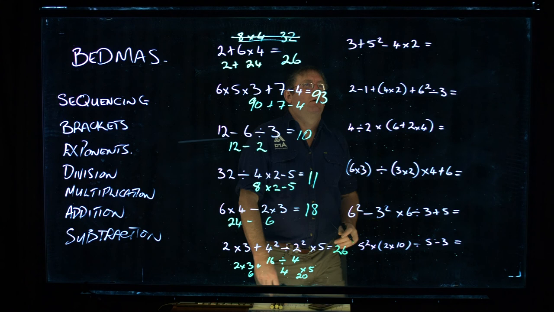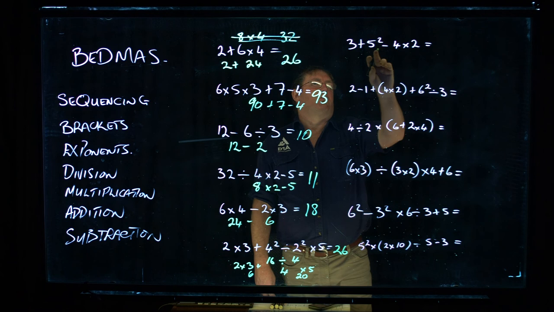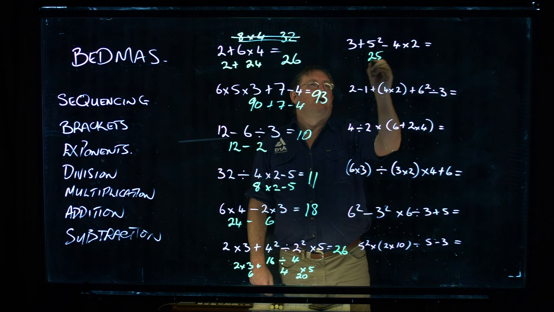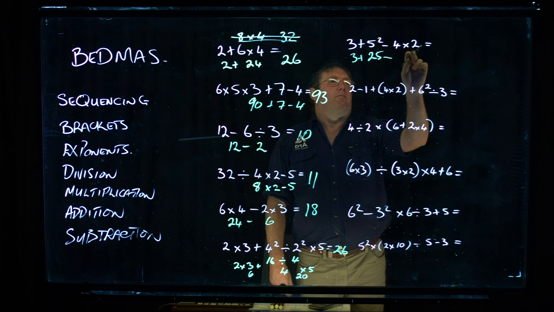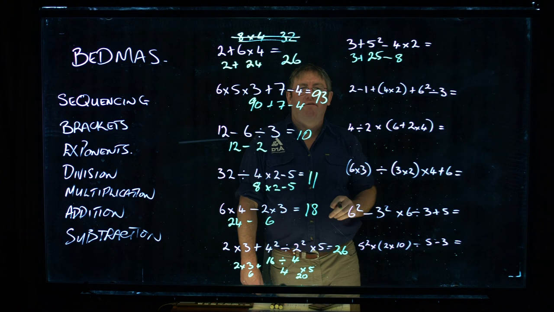Up to the top here, got exponents again, addition, subtraction, multiplication. Exponents must be done first again because they're higher up. So 5 times 5 is 25. So we've got 3 plus 25 minus. We need to do our multiplication first. So 4 times 2 is 8. So 3 plus 25 is 28, minus 8 is 20.